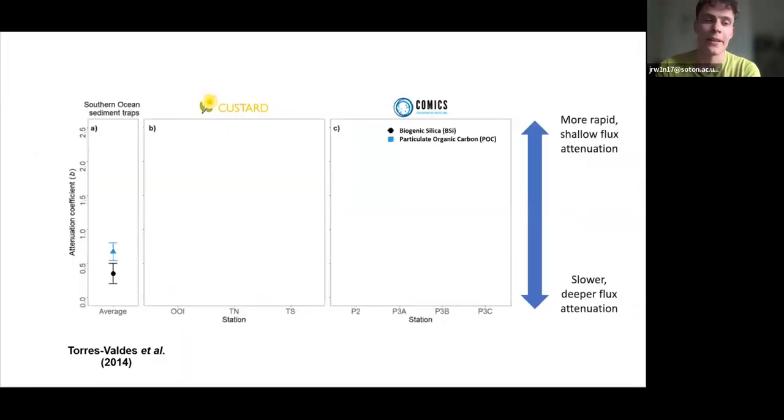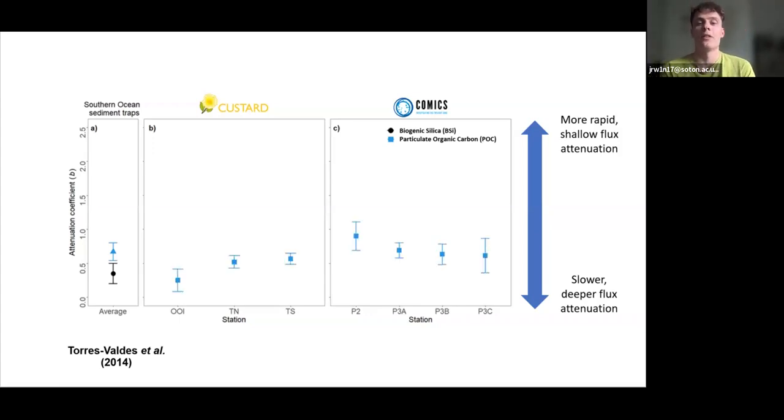So what were we expecting to see? If you look on the left-hand panel, probably something a bit like this. So this shows Martin's B, the exponent of the power law function, where higher B is more rapid, shallow flux attenuation. And we were expecting to see POC being more rapidly attenuated, and BSi, biogenic silica, being remineralized a little bit slower, potentially due to silica's higher excess density as well.